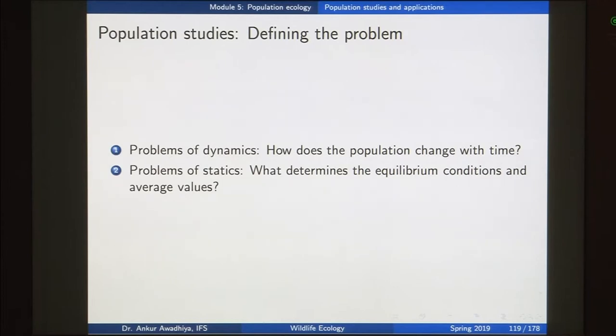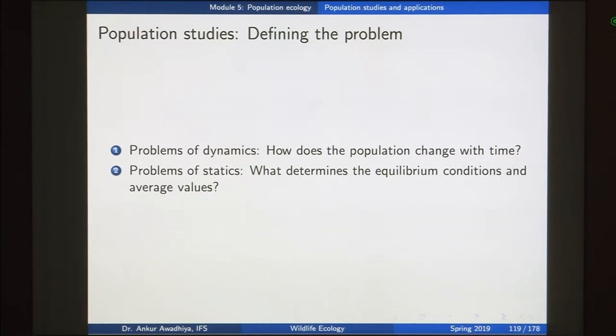Your problem could be, say, why is this population growing or not growing, or if you have two different populations, what are the factors that are leading to different growth rates in different populations? Or for instance, if you have a population, why does it grow in a particular season? Why does it not grow in other seasons? So there can be a number of problems. So the first thing that we need to do is to define the problem. What are we trying to study in this case?